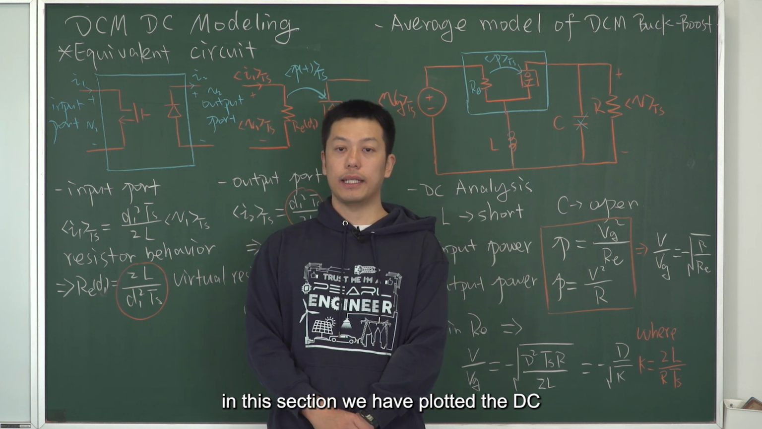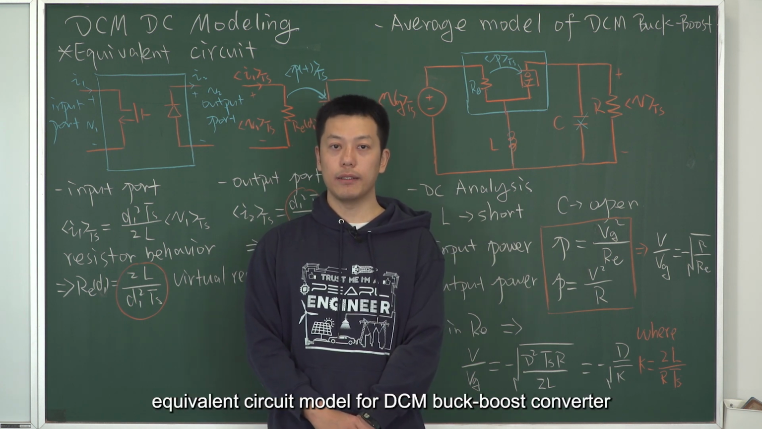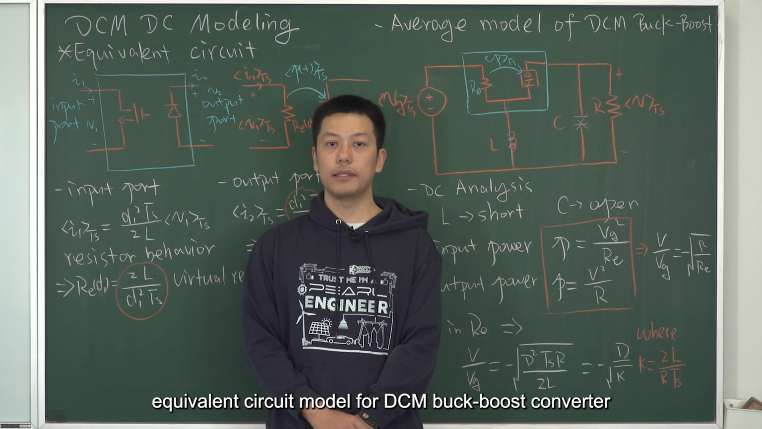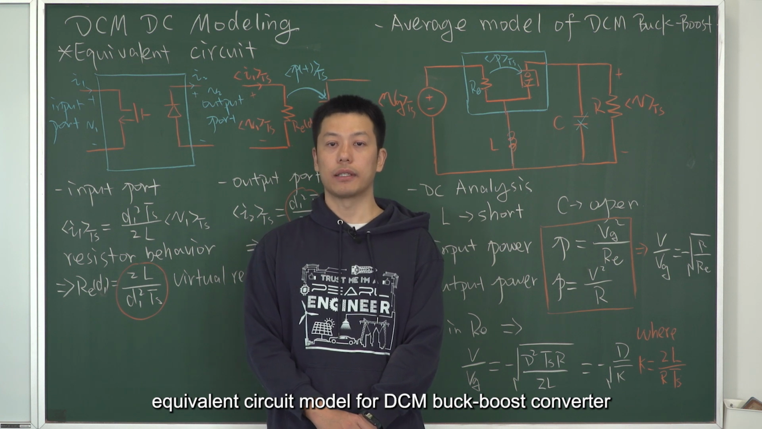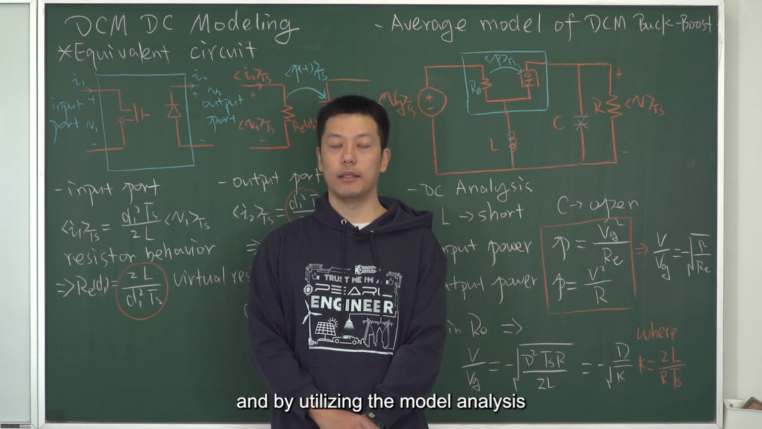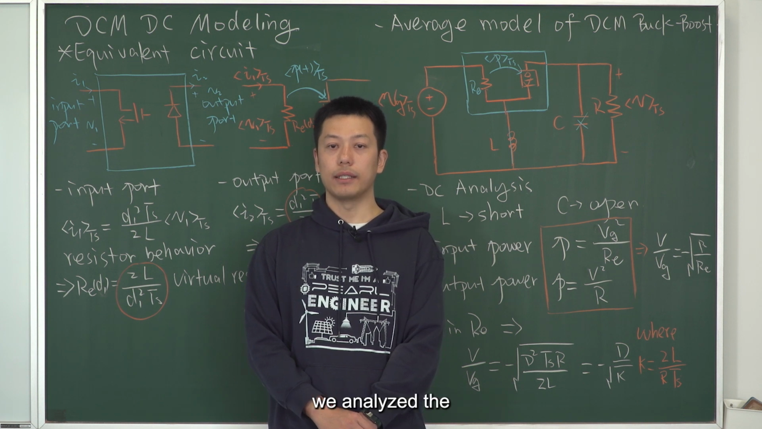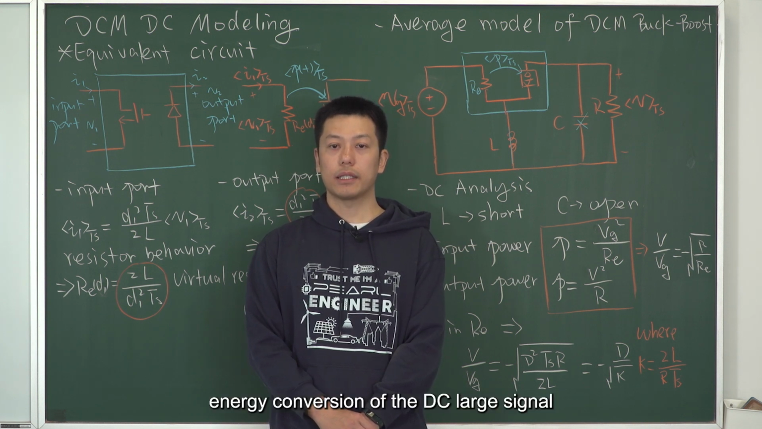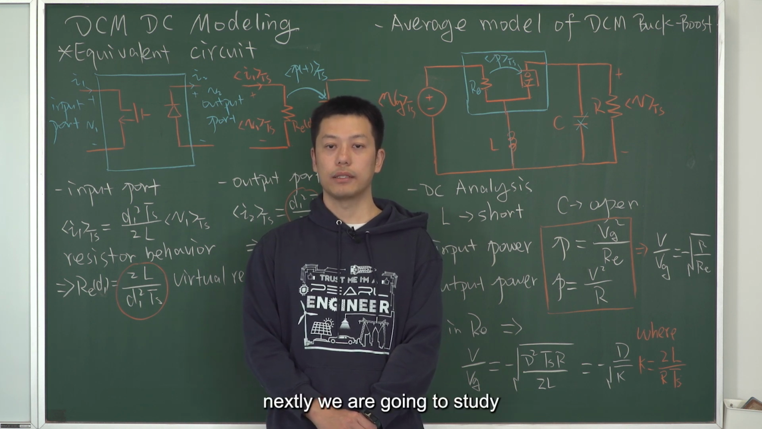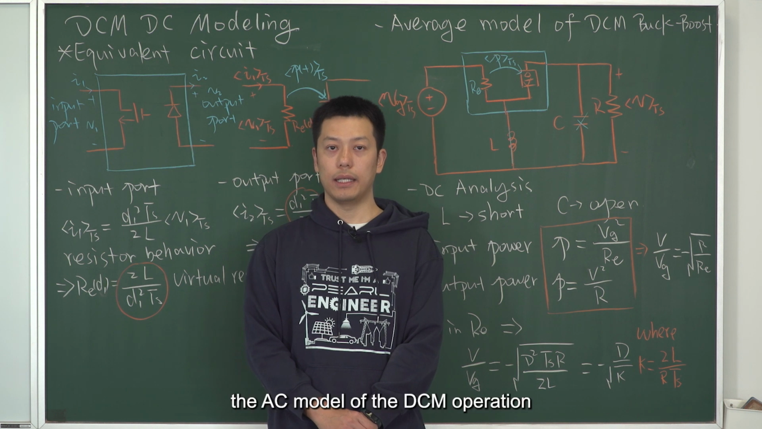In this section, we have plotted the DC equivalent circuit model for the DCM buck boost converter. And by utilizing the model analysis, we analyzed the energy conversion of the DC large signal. Next, we are going to study the AC model of the DCM operation.